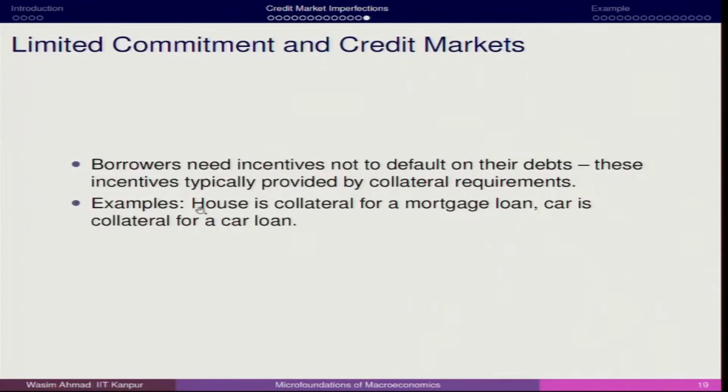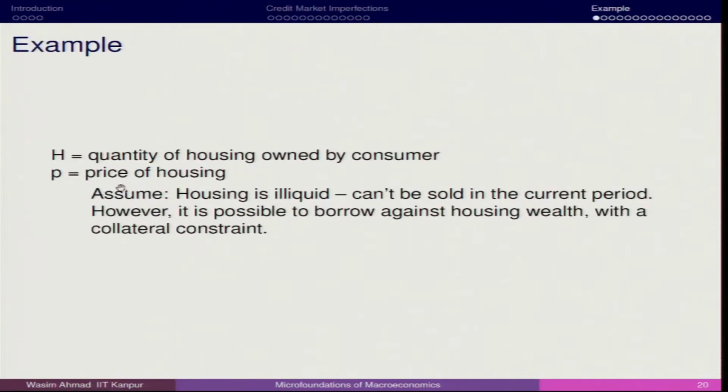So, the collateral can be any valuable asset, land, or the house can also act as a collateral. So, suppose we take the example of a house. The house is a collateral for a mortgage loan, and a car is a collateral for a car loan. So, here suppose H is the quantity of housing owned by the consumer. So, this is the housing the consumer is having, or maybe you can say one house is owned by the consumer. This house he is keeping as collateral. The value of this house is P. So, the price of housing is P.